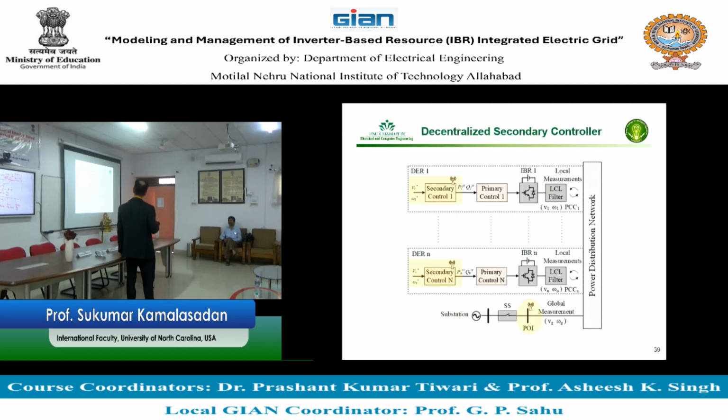So you can do a secondary control architecture, which is done through signals sent wirelessly, and then the point of interconnection. I told you the difference between PCC, the point of common coupling, where the inverter is connected, and I told you that is not the point of interconnection. The point of interconnection is where a bunch of inverters connect to the point where the electric utility grid starts. So you can actually have a global measurement, and then you can have a local V, and then you can control using the secondary control.